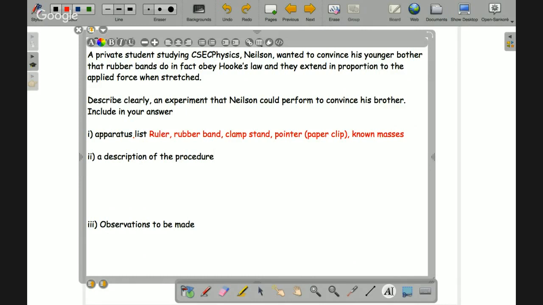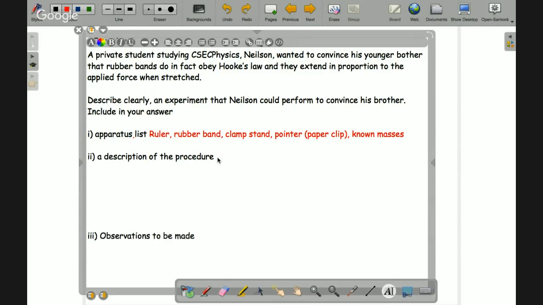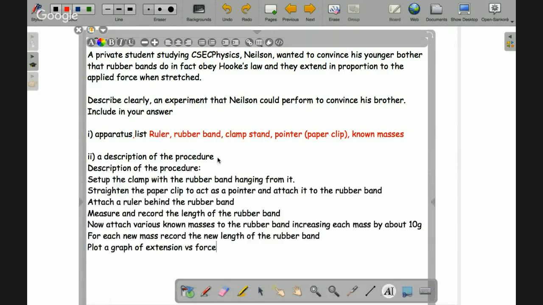So he has a list of equipment and the procedure. I'm just going to cut and paste my procedure, make it easier. All right, so that's my procedure.